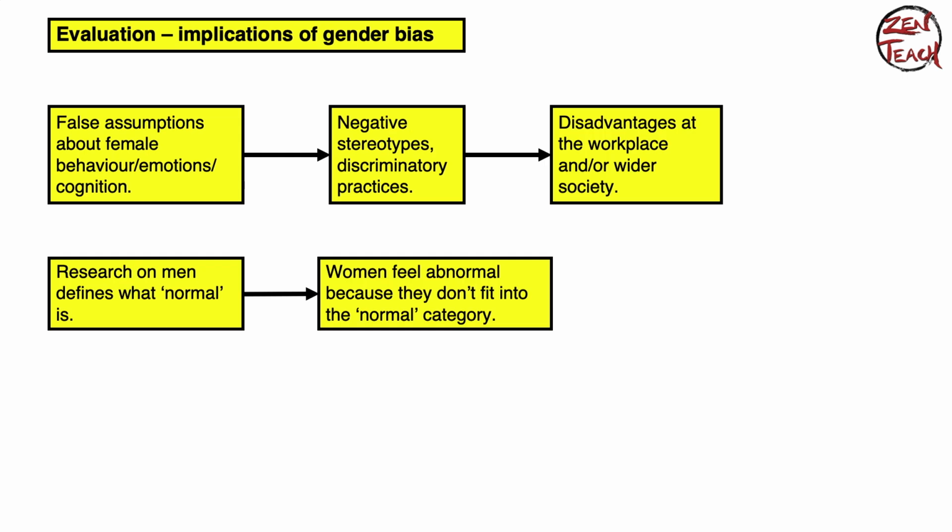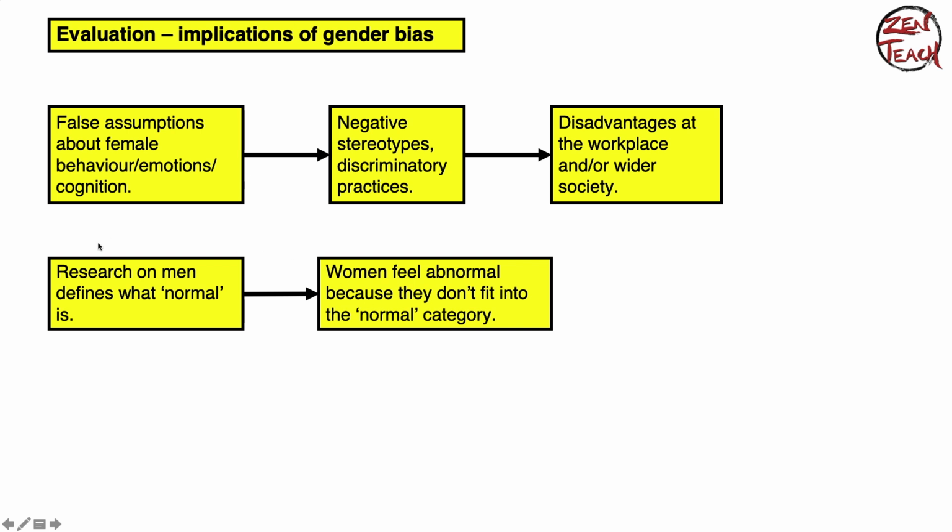On a more practical note, let's look at the implications of gender bias in the real world. If I, for example, have a false assumption about females, their behavior, their emotions, or their cognition, that might form a negative stereotype, and I might start discriminating against women. And that discrimination might lead to disadvantages in the workplace and or wider society. Let's have an example. If I think that women are less intelligent than men, then this stereotype might discriminate against them in such a way that they might not get a job. Very practical example of how this research is highly significant for the well-being of women in society.